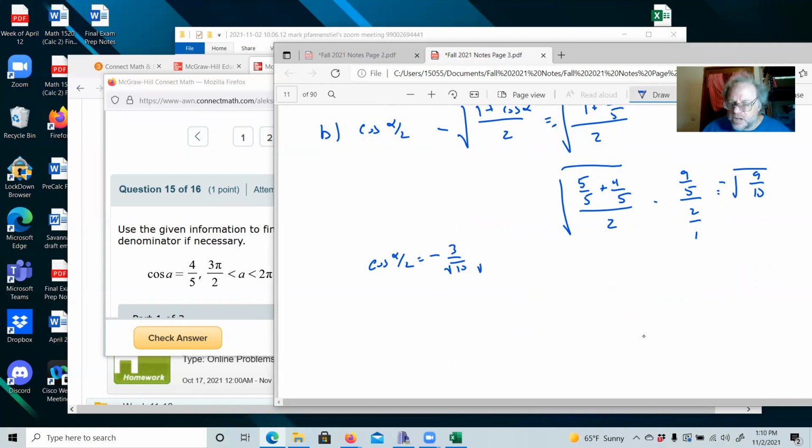We have to rationalize our denominator. So we end up with negative 3√10/10. So there's our value there.